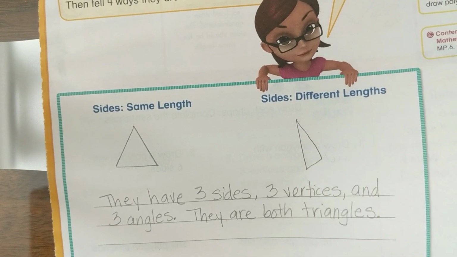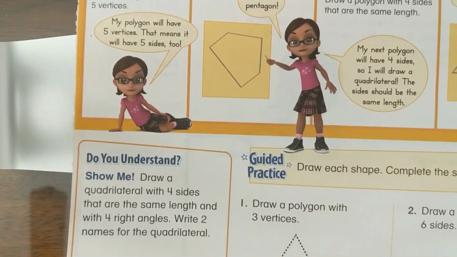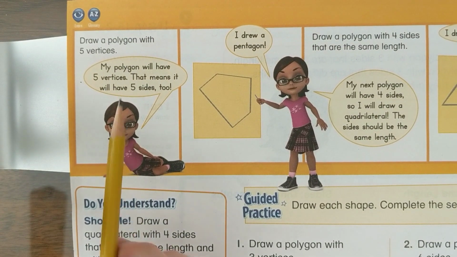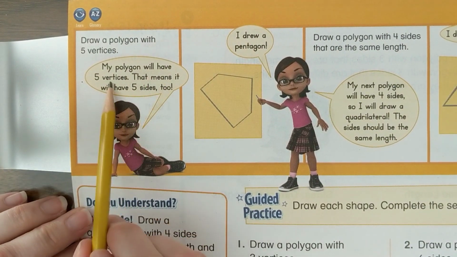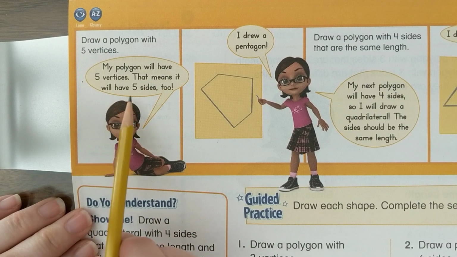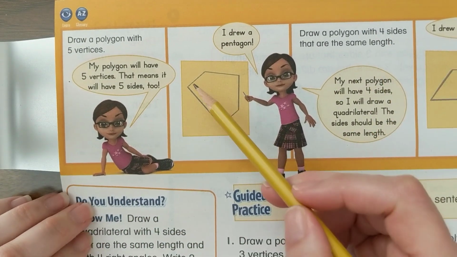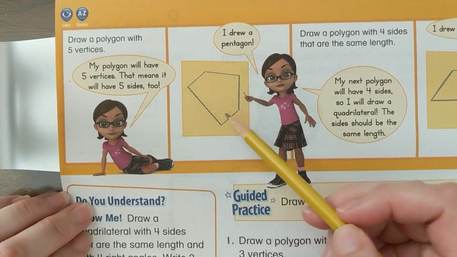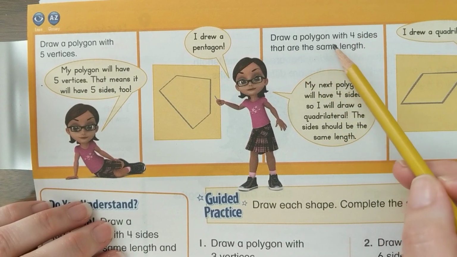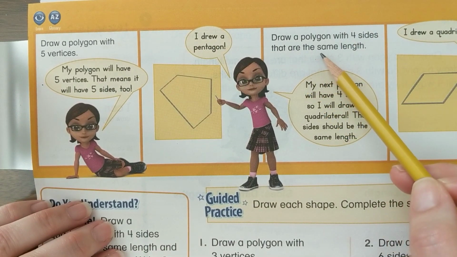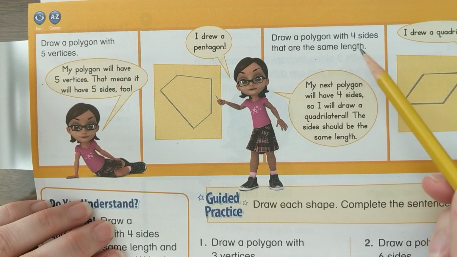All right, next side. My polygon will have 5 vertices. That means it will have 5 sides too. And she drew her polygon. Draw a polygon with 4 sides that are the same length.